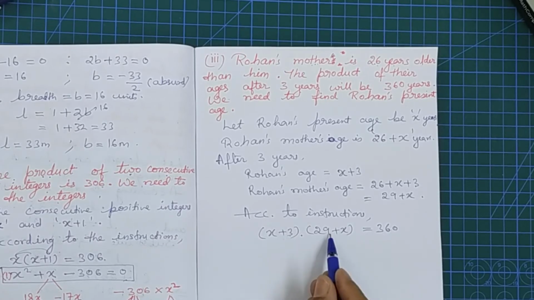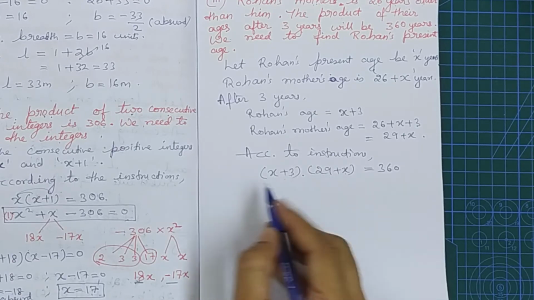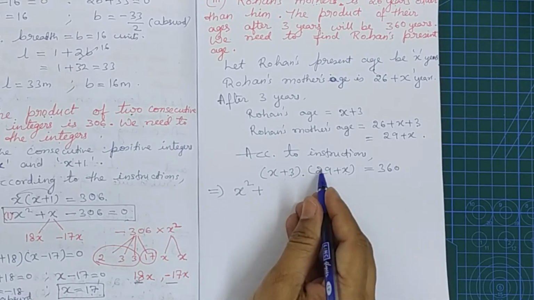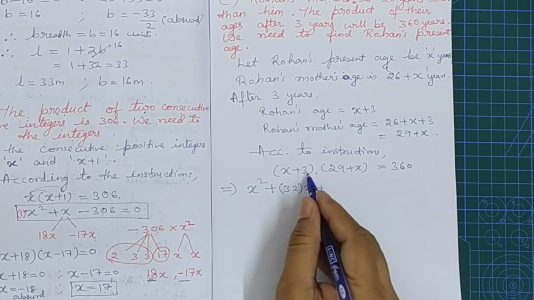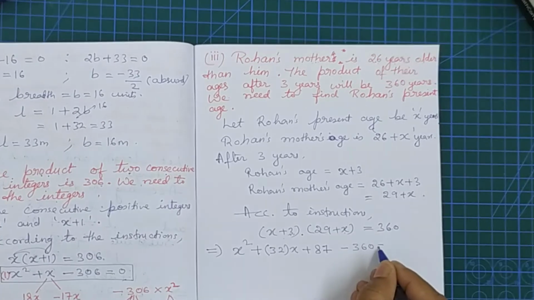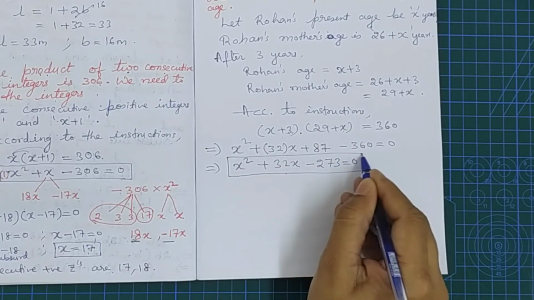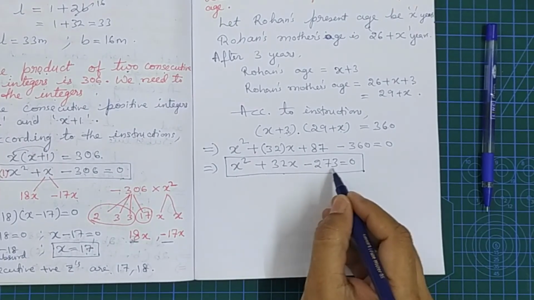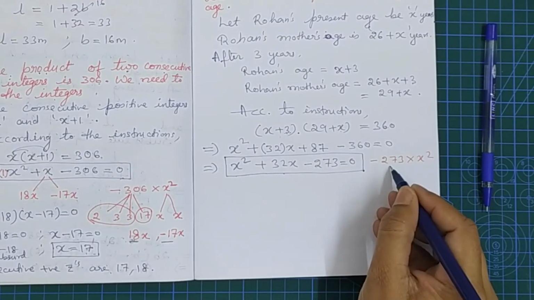So this is like binomial into binomial, (x plus a) into (x plus b). So on the left side we can use the identity x square plus (a plus b)x plus a into b: 3 into 29, 87. On the other side 360, which we can transpose. So we got the quadratic equation which we have to factorize. So we do the splitting of the middle term, minus 273 into x square. So minus 273 times x square.